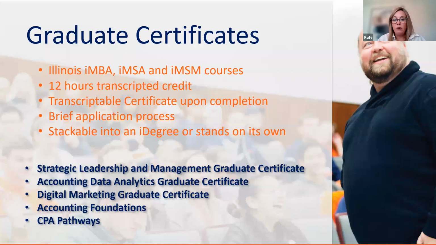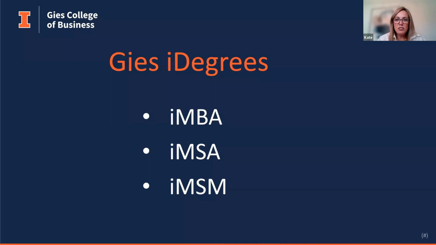So all 5 of our graduate certificates that are listed at the bottom of this slide can count as 12 credit hours towards one of our master's degrees, the IMSM, IMBA, or the IMSA program. So you could be 12 credits ahead once you apply, and not only would you have earned a graduate certificate and a specific foundation in that area, but now you're also partially on your way to earning that master's degree as well. So our I degrees, the IMBA, IMSA, and IMSM, these are master's degrees, and we have 3.